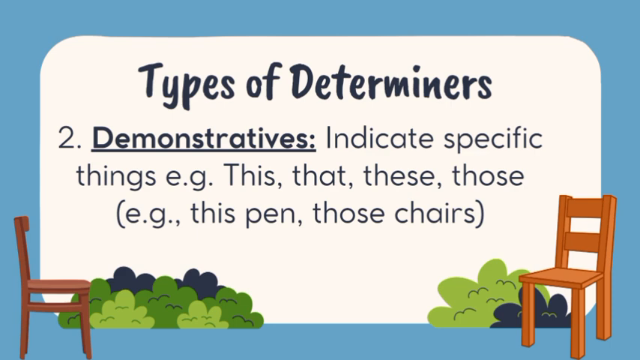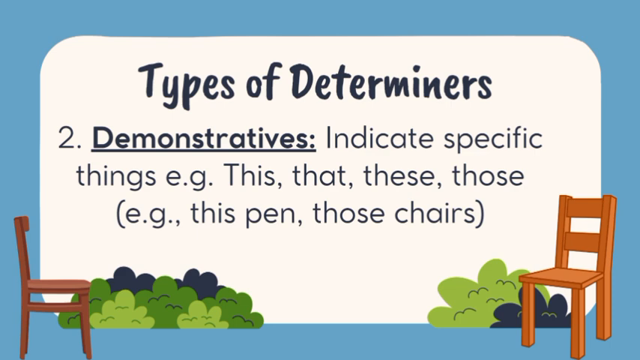So demonstratives indicate specific things: this, that, these, those. Don't forget that this is singular, referring to something close to you. That is singular also, referring to something far from you. These is plural, referring to something close to you, and those is plural, referring to something far from you.